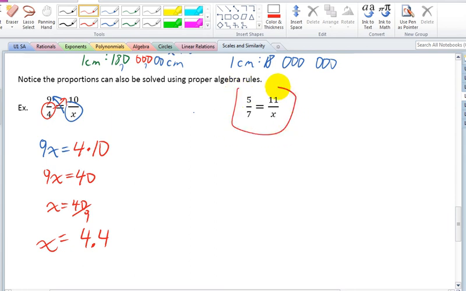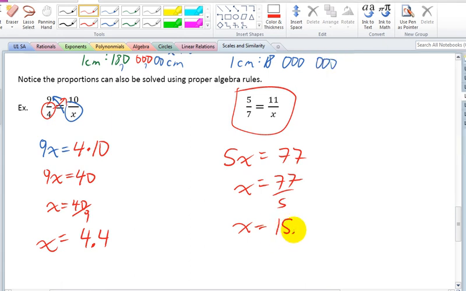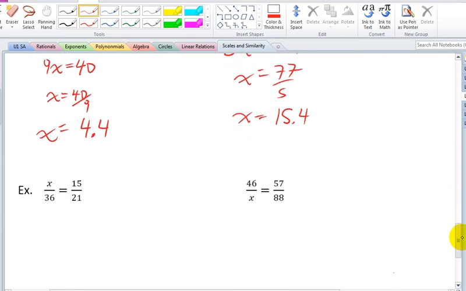Okay, solve the next one. Go. And so we get 5x equals 77. x equals 77 divided by 5. What's that? 15.4. Good. Any questions?